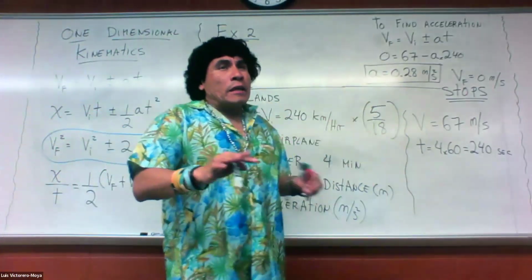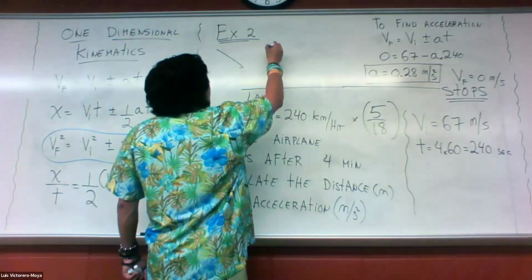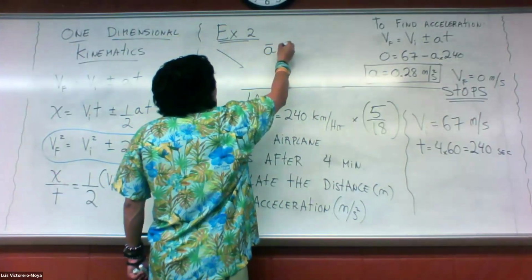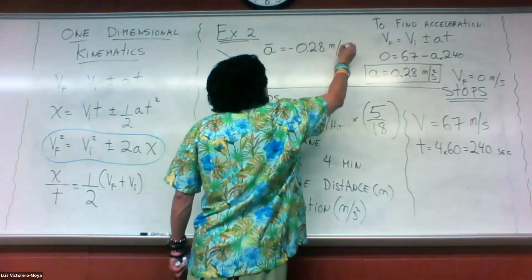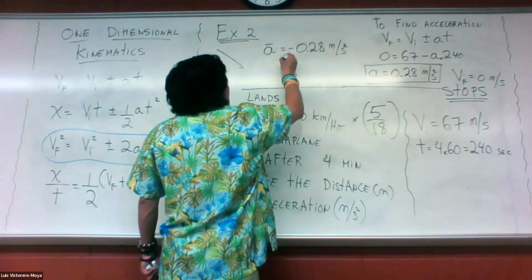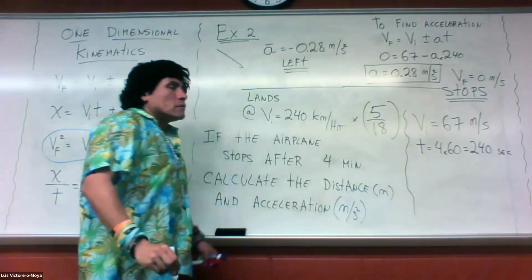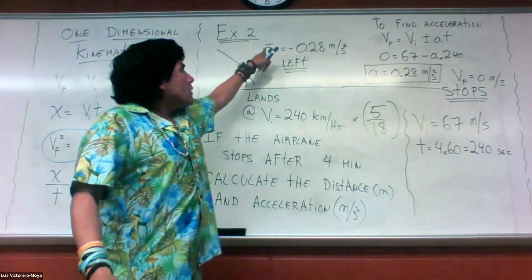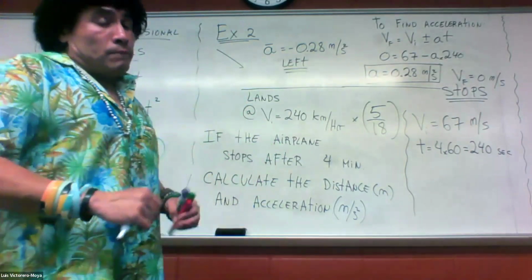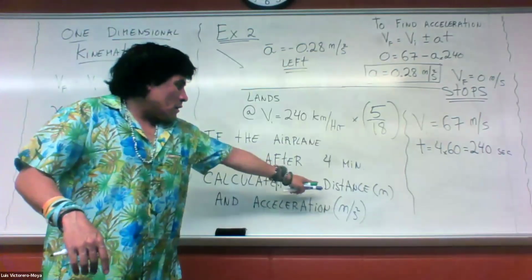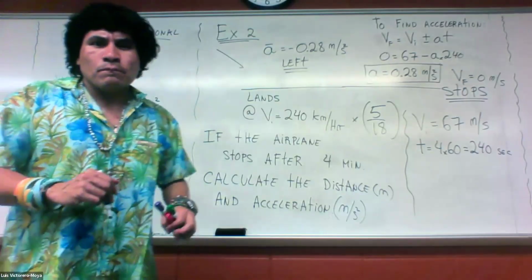Magnitude-wise, depending on the question, yes, your vector acceleration will be negative 0.28 meters per second square because it's slowing down, or to the left. Good. Magnitude of the vector with a direction. Now, I asked you for the magnitude here, but both are valid answers. So, okay.